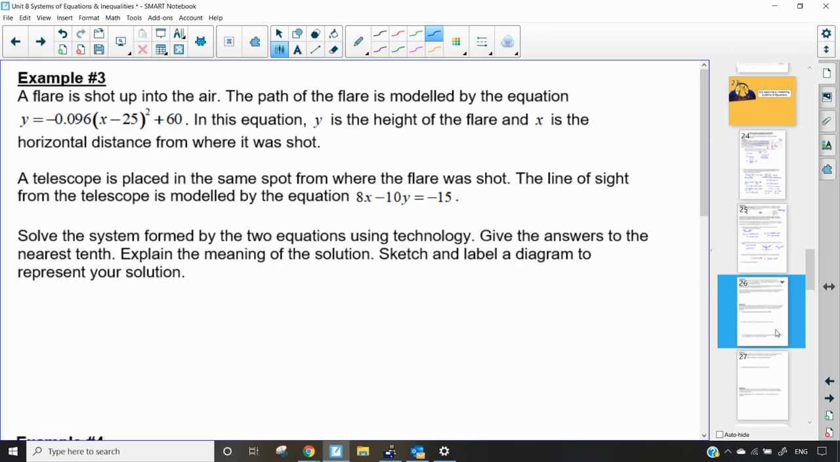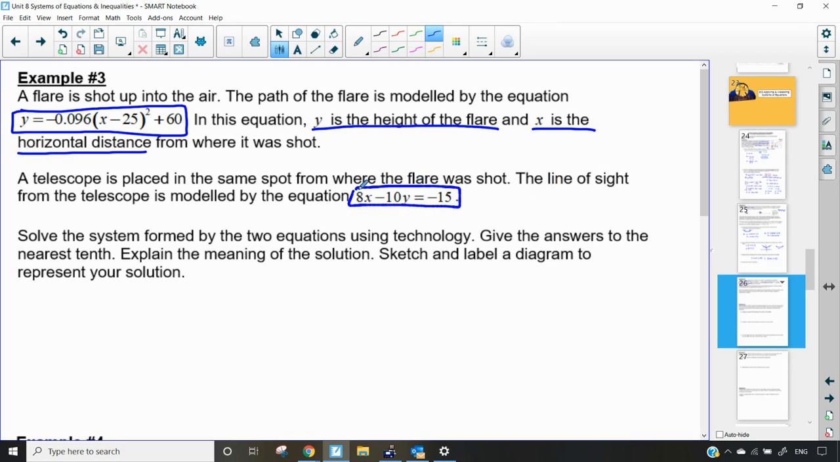Now, moving on to another example, this one's going to relate to a flare. So we have a flare that's being shot up into the air, and the path of the flare is modeled by the given equation here. So we have y equals -0.096 times (x minus 25) squared plus 60. And we're told that y is the height of the flare and x is the horizontal distance from where it's being shot. Now, at the same time, a telescope is placed in the same spot from where the flare was shot, and the line of sight from the telescope is modeled by the equation 8x minus 10y equals -15.